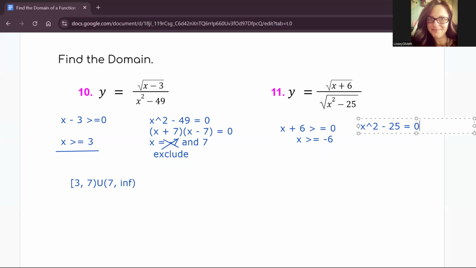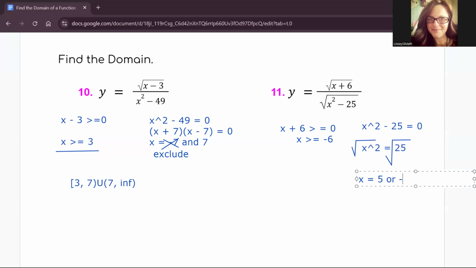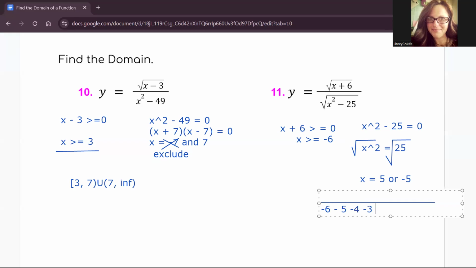And then we'll test some of our values. Let's see, x squared is equal to 25. Oh, and then we can take the square root. And we get plus or minus 5. X equals 5 or negative 5. And then we can test these values. Did I get them all? Yep, I think I went far enough there.